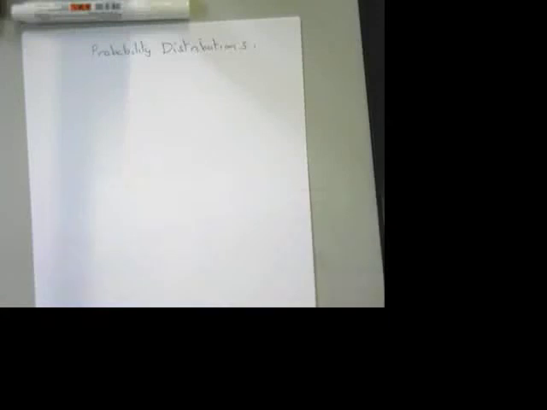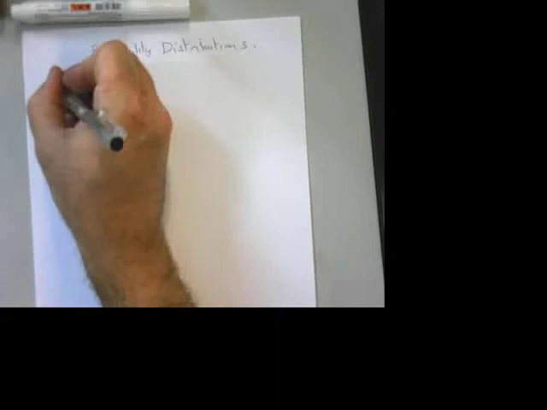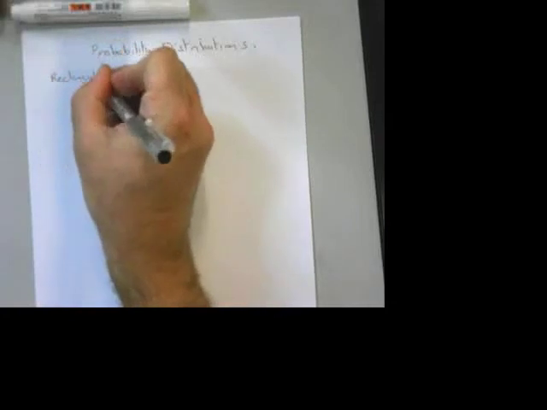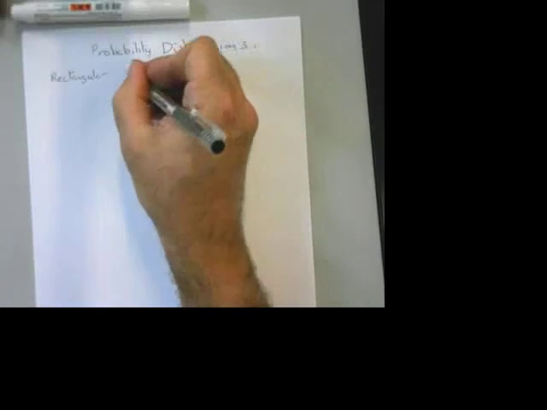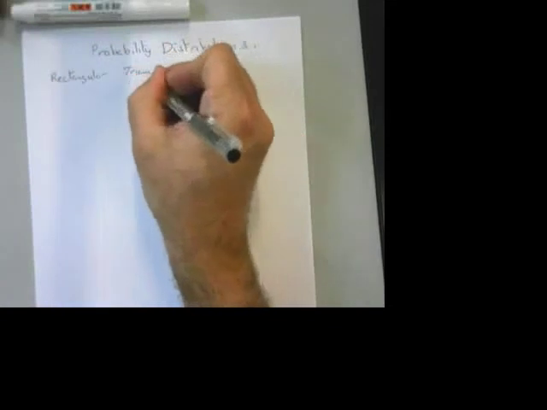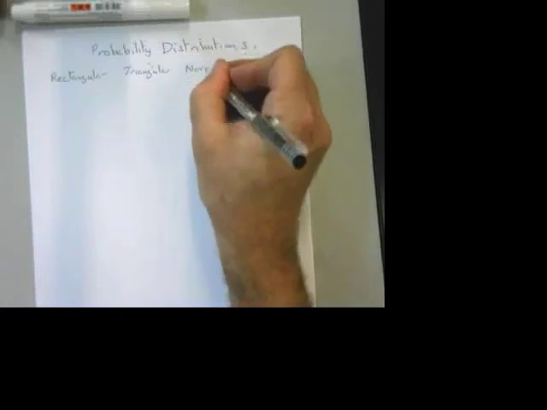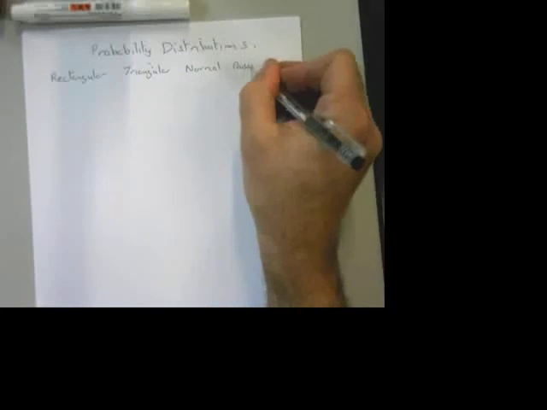Distributions, and what you need to be aware of first of all is that there are various types. So there's a rectangular, okay, there is a triangular, there is a normal, there is a Poisson, and a binomial.